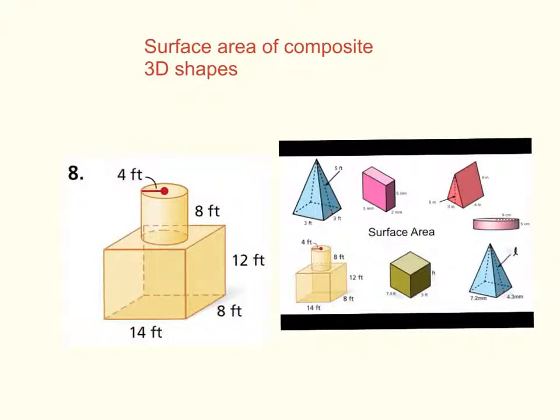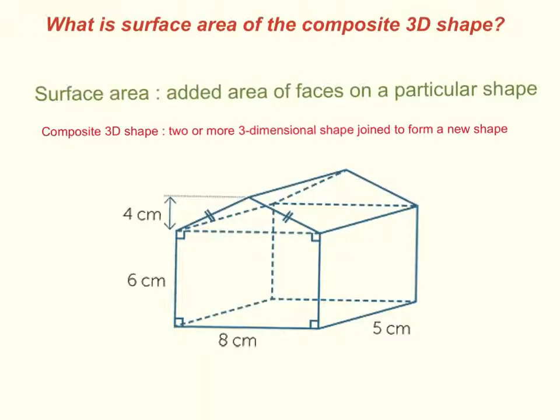Hello, today I'll be teaching you guys about the surface area of composite three-dimensional shapes. Now, what is the surface area of a composite 3D shape? This branches off into two different definitions. Number one, surface area, which means the added area of faces on a particular shape.